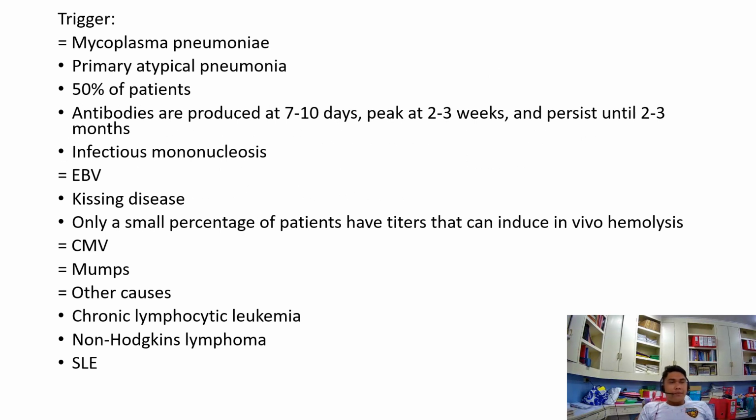Next, the triggers for the production of cold agglutinin. The first cause is Mycoplasma pneumoniae infection, or primary atypical pneumonia. Usually 50% of patients with cold agglutinin develop it due to Mycoplasma pneumoniae. Antibodies are produced at 7 to 10 days, peak at 2 to 3 weeks, and persist until 2 to 3 months.